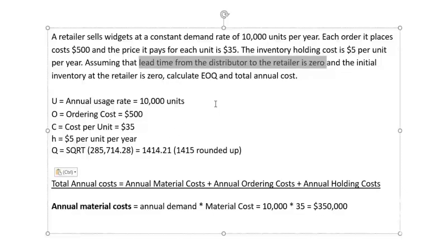Let me see if I can draw this real quick. Just a quick sloppy drawing here. So basically, we start off with 1,415, and we go down until we hit zero. Then we purchase a whole bunch, come back up to 1,415. We go down to zero, then back to 1,415. Okay, it's very sloppy, but I hope this makes sense.